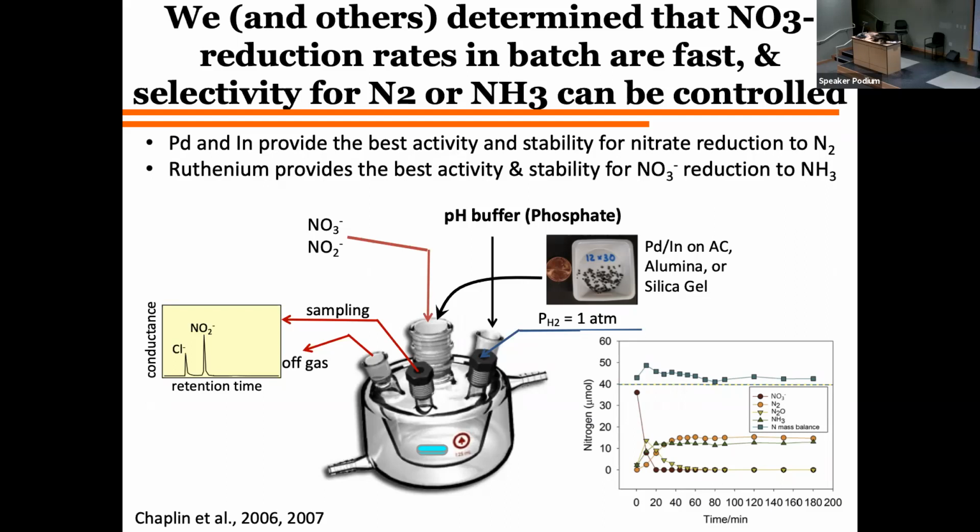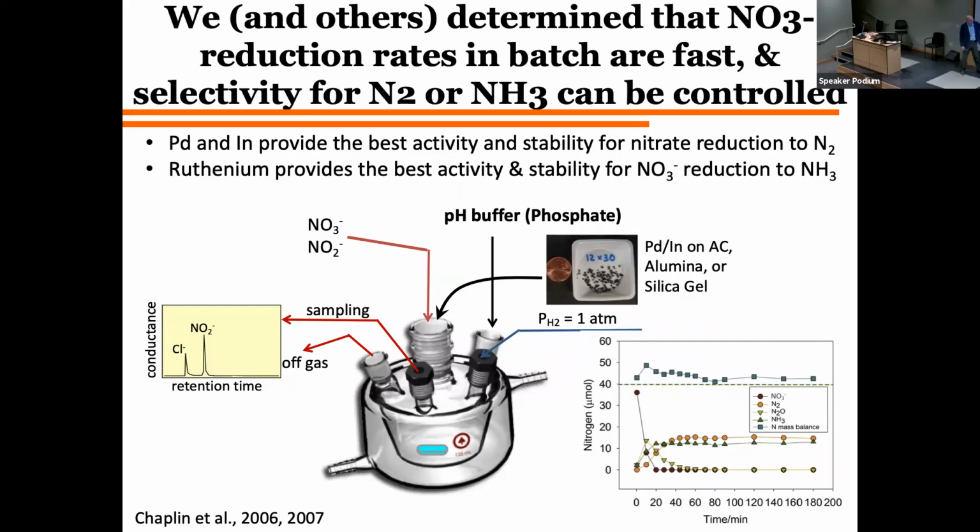What you might see is nitrate going away. Maybe you see an intermediate of nitrite or nitrous oxide, and then you'll see the products. The end products here, I have a mix between N2 and ammonia. Depending on how you run that and what catalyst you choose, you might get all N2 or all ammonia, and you can control that. If we use, for example, palladium and indium, we're going to get high activity and high selectivity for N2. If we use ruthenium, we're still going to have high activity, good stability, and we're going to get almost all ammonia. So we've been able to get very good activity and good selectivity just using catalytic reduction in batch reactors. And that's showing, hey, there's real promise in this technology.